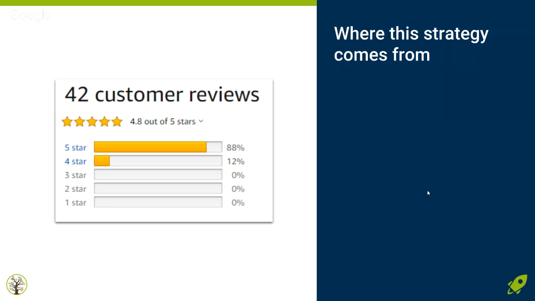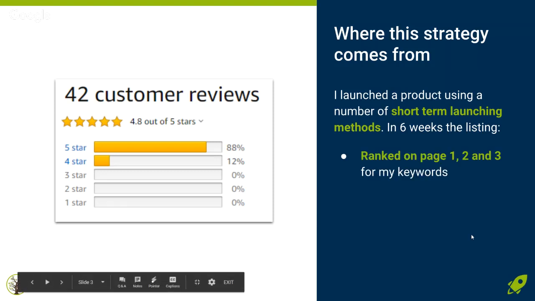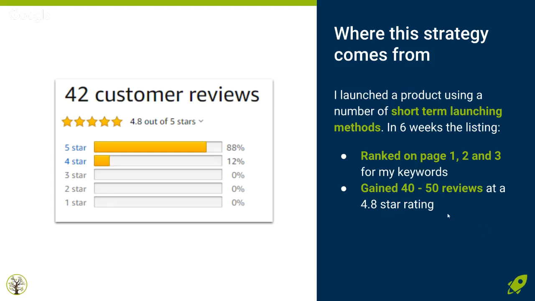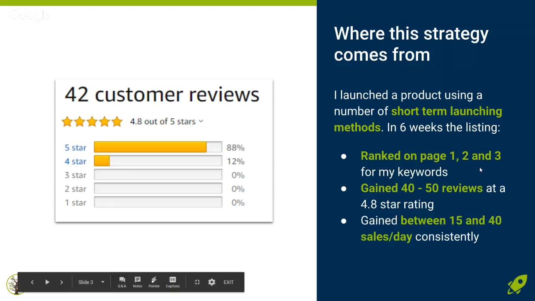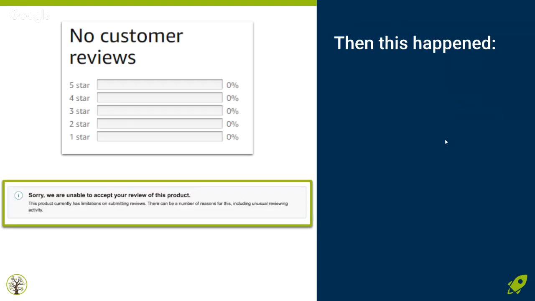So where the strategy comes from on my end is I actually launched a product using a number of short-term launching methods. And in 6 weeks, that listing ranked on page 1, 2, and 3 for the main keywords. It gained between 40 and 50 reviews at a 4.8 star rating, like you can see here. And it gained between 15 and 40 sales per day consistently.